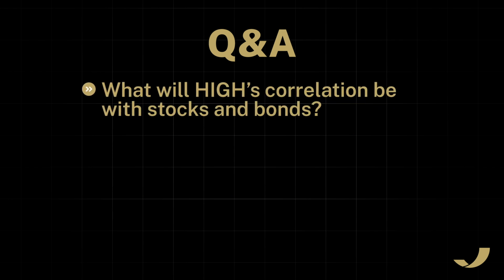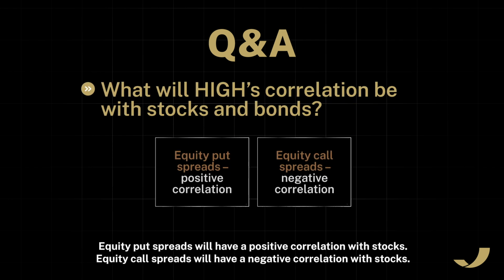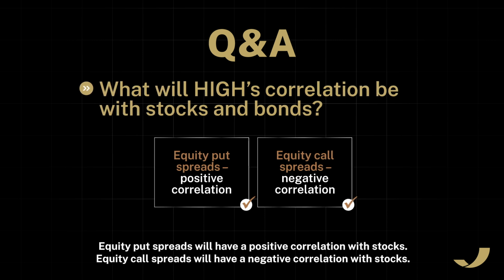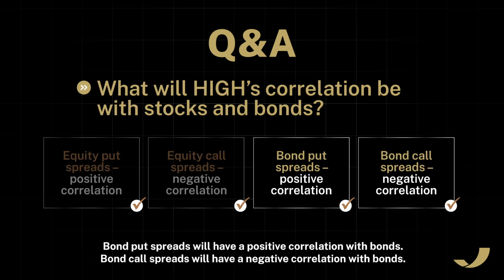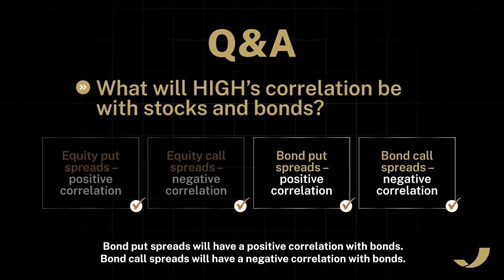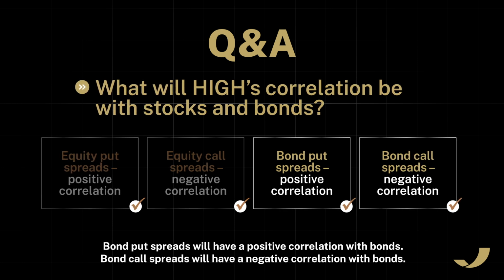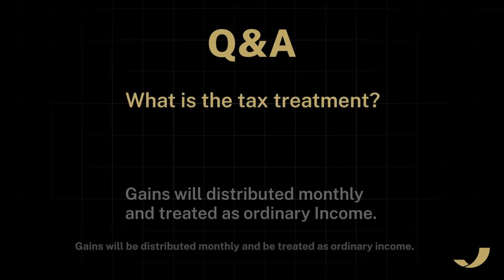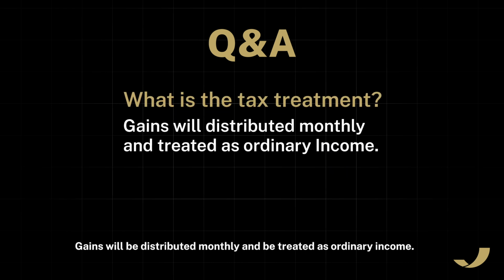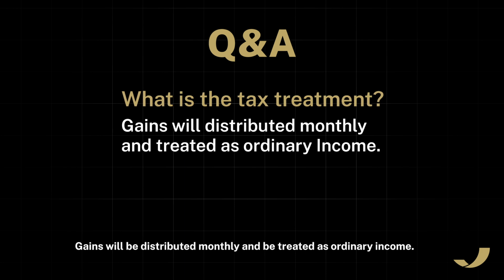What will High's correlation be with stocks and bonds? Equity put spreads will have a positive correlation with stocks. Equity call spreads will have a negative correlation with stocks. Bond put spreads will have a positive correlation with bonds. Bond call spreads will have a negative correlation with bonds. What is the fund's tax treatment? Gains will be distributed monthly and be treated as ordinary income.